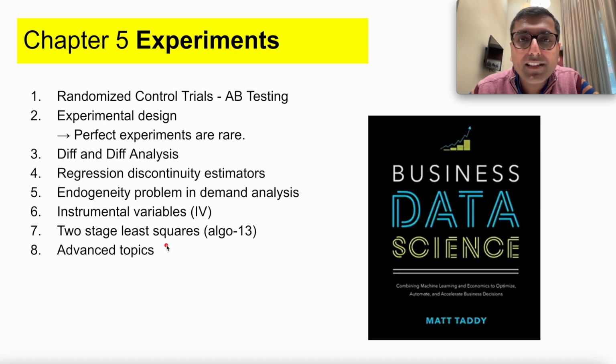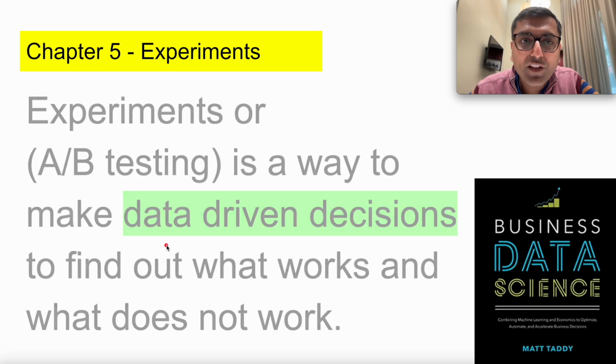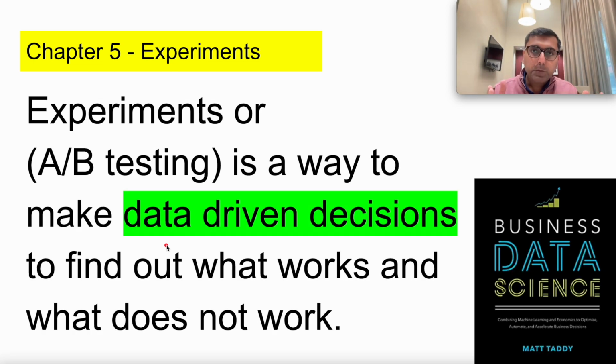But in a one line summary, if I were to summarize this chapter, it's basically this. Experiments or A/B testing is a way to make data-driven decisions. It's a very systematic way to really find out what's working for your customers, for your users, and what's not working for them. So you can use a statistical technique with randomized control trials and use the power of A/B testing to actually know a causal link between some things.